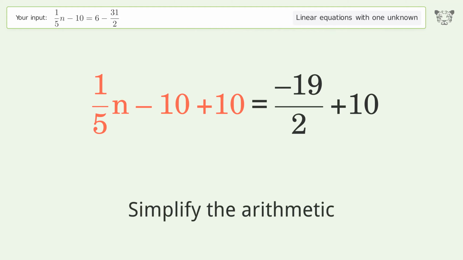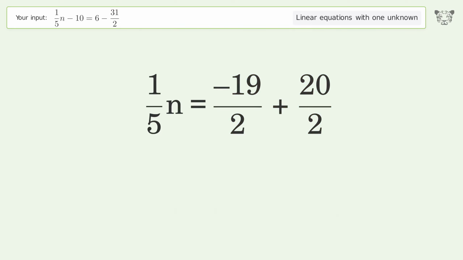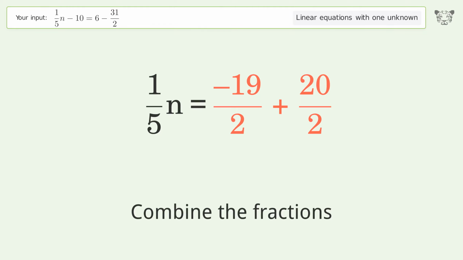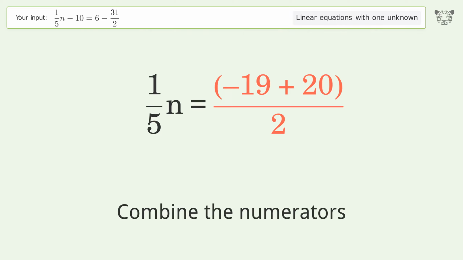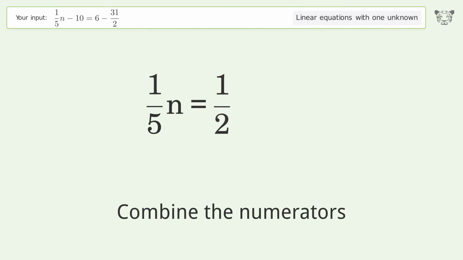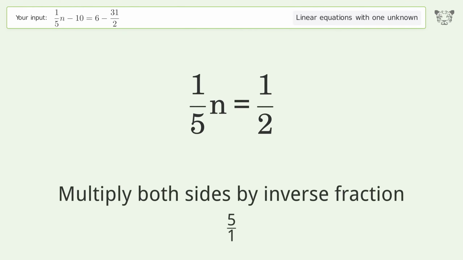Simplify the arithmetic. Convert the integer into a fraction. Combine the fractions. Combine the numerators. Isolate the n. Multiply both sides by inverse fraction 5/1.